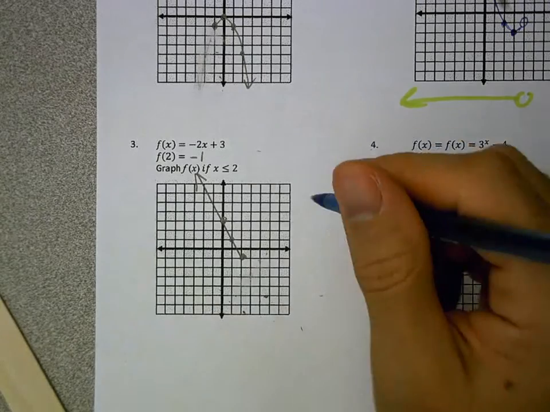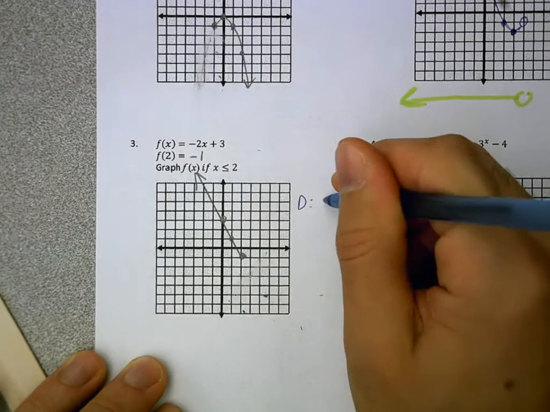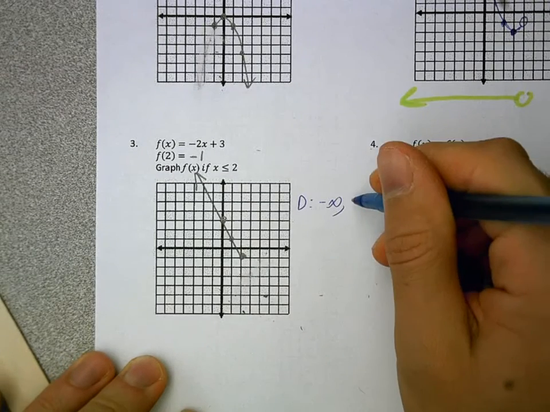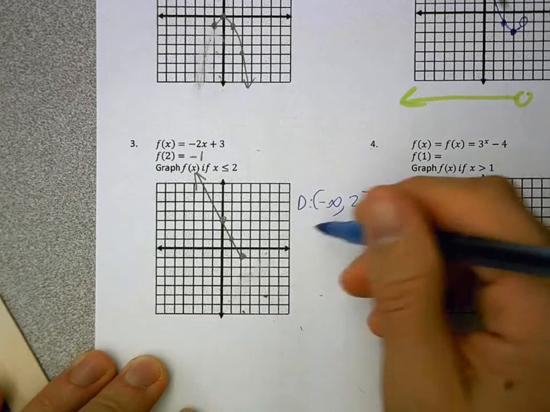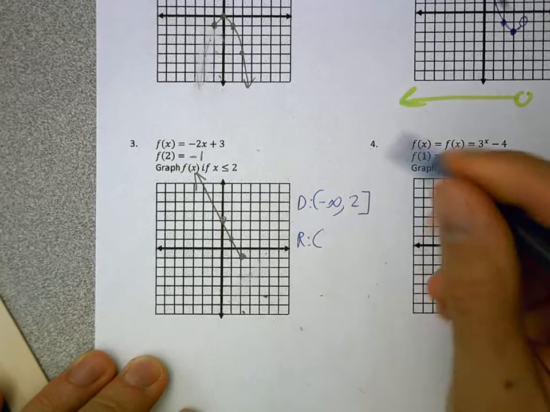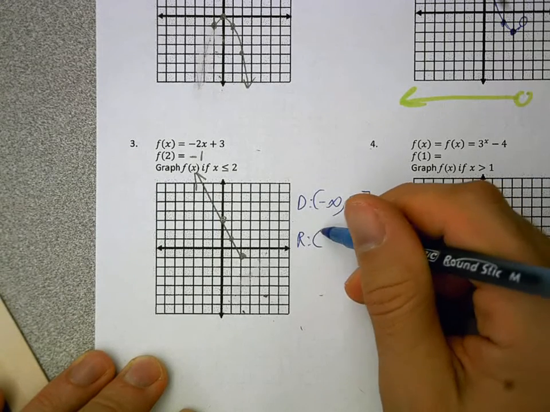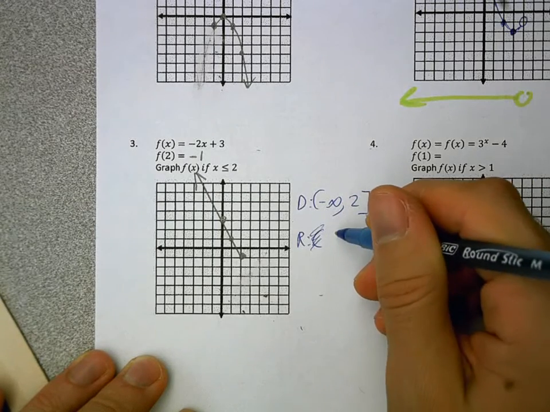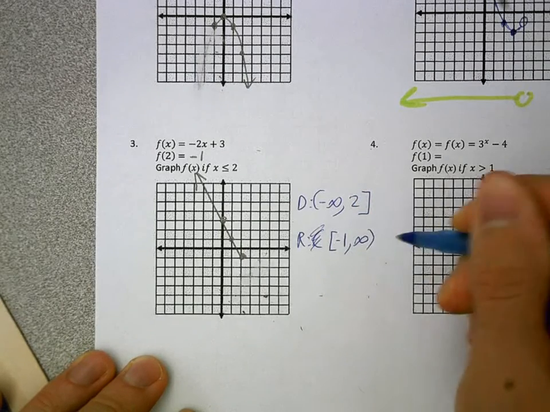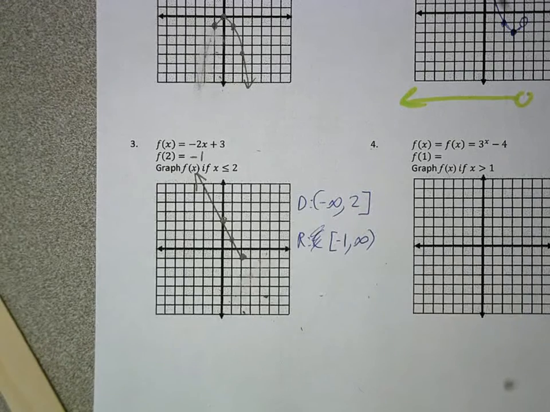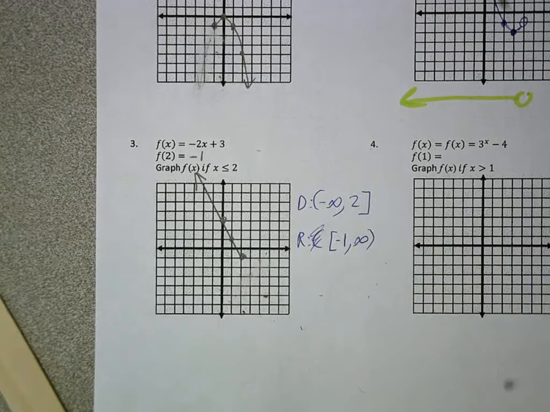So domain, negative infinity to 2, and I'm going to include 2. Range, oops, put a round parenthesis where I didn't need one. Square bracket, looks like we're at negative 1 for the lowest value, up to infinity for the highest. Is this making sense to people so far? Any questions? All right, you'll get a chance to try this in just a moment.